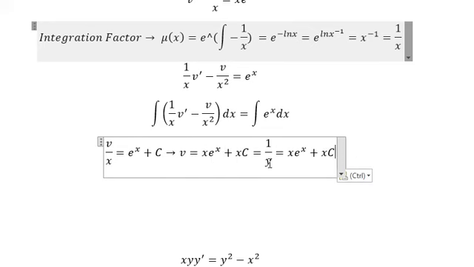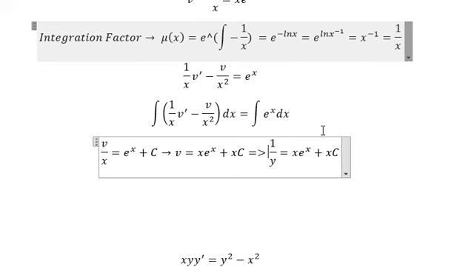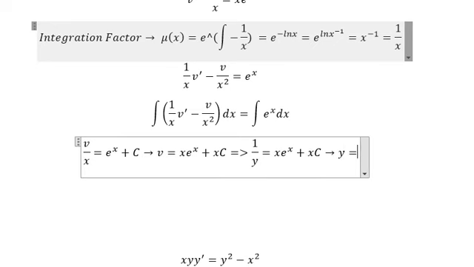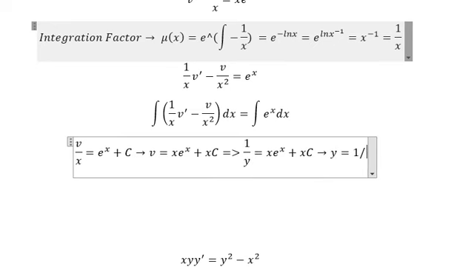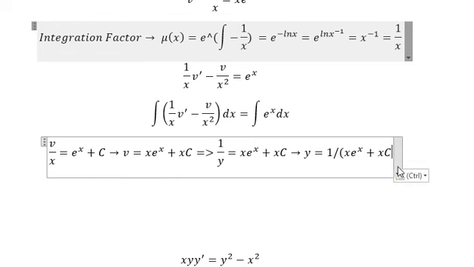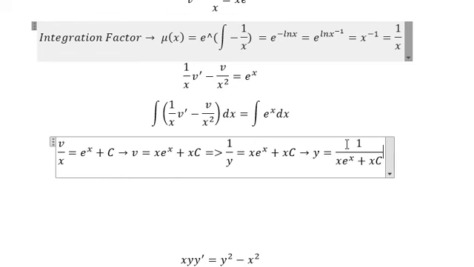So we move this one to the left, y goes to the right. So the new one should be y equals 1 over this one, and that's the final answer.